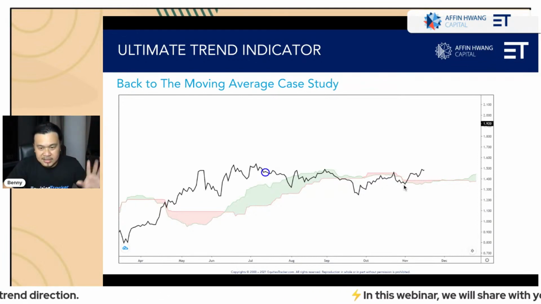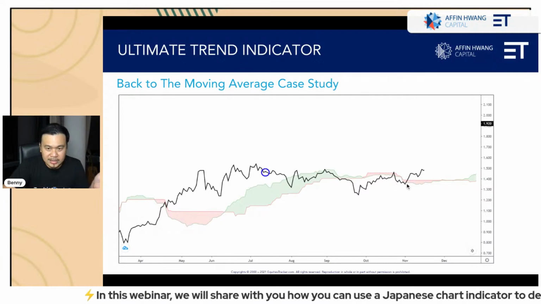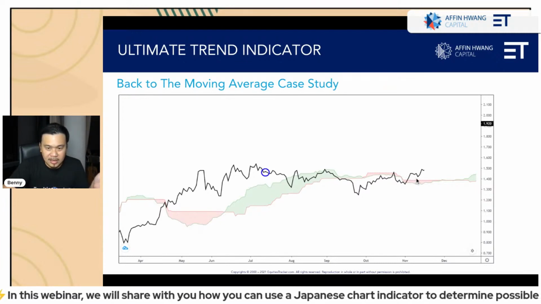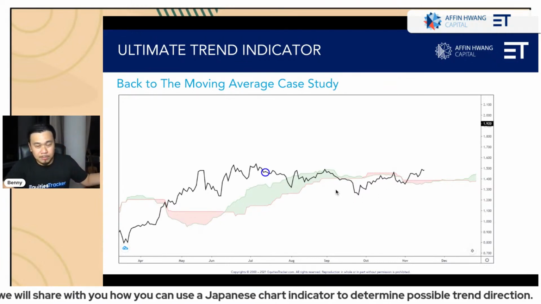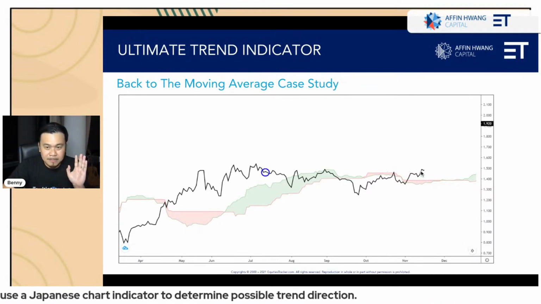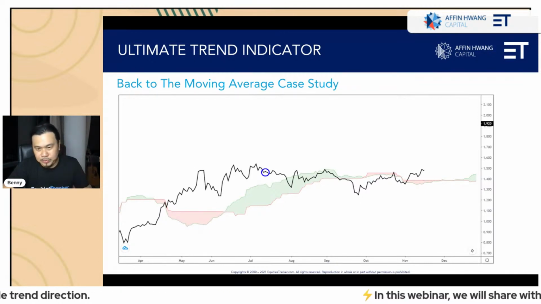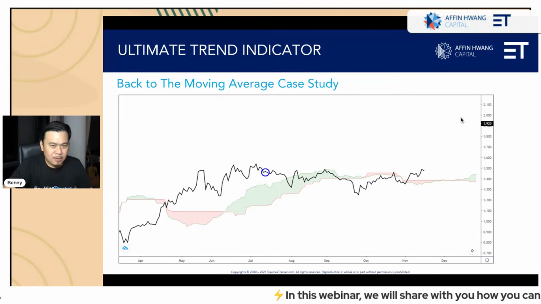Then it starts to go above the moving average. It starts to go above the cloud again, telling me that the bearish trend is turning bullish. Okay, so the next question is, by looking at this movement of the cloud, what will I be expecting? Will I be expecting the price to continue trending upward strongly or go down?